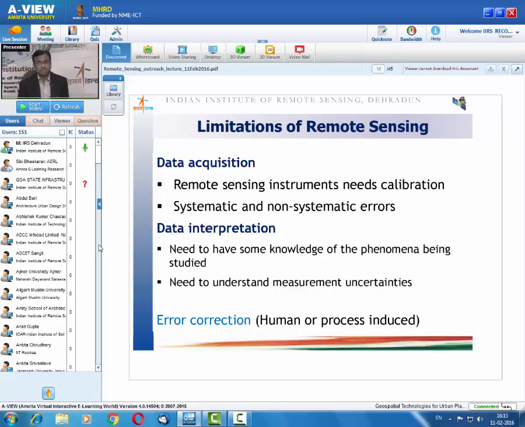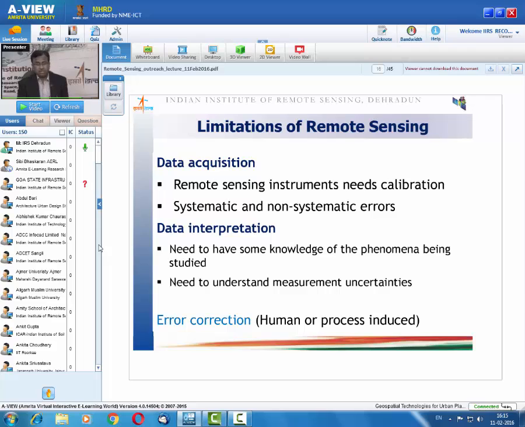kind of systematic and non-systematic errors, which we will understand in the subsequent lectures. So these kinds of errors, which creep into the data either because of the sensor or due to the acquisition mechanism, need correction.